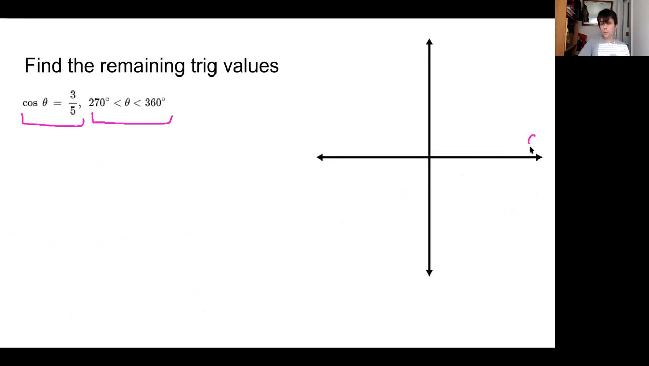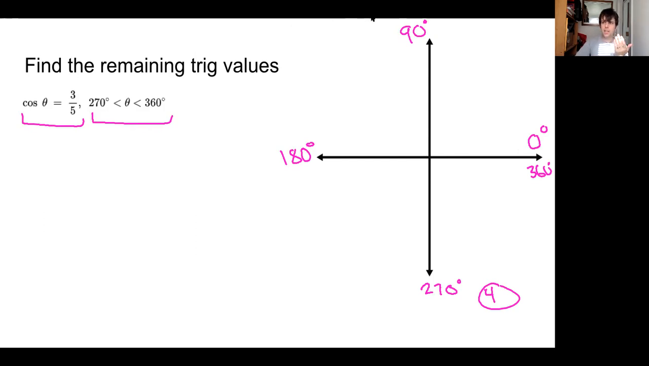Okay, so we're dealing with degrees. This would be 0 degrees, this would be 90 degrees, this would be 180 degrees, this would be 270 degrees, and then a full rotation, this would be 360. So we're dealing with an angle that falls between here. So we're dealing with an angle in quadrant 4, right? And that makes sense. If the cosine is positive, the x value is positive, that does actually work here.